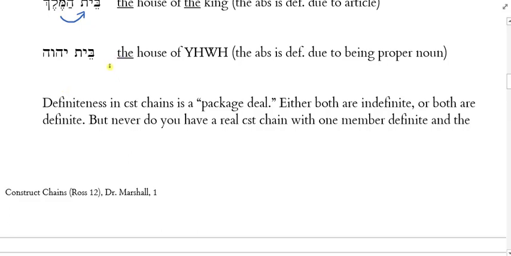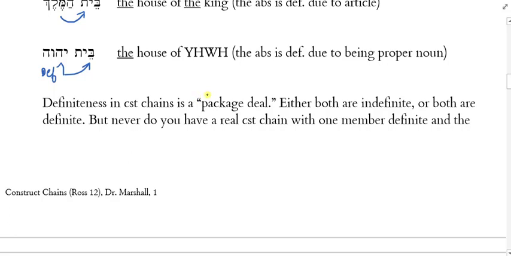Because it's a proper noun. Exactly. And proper nouns are specific: people, persons, places, things. Okay? So if I have a proper noun in thing two position, then it is considered definite. And if it's definite, thing one is also definite. Okay? So I'm going to translate Beit Yahweh as the house of Yahweh, not a house of Yahweh.